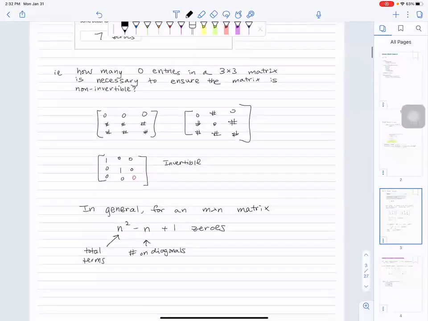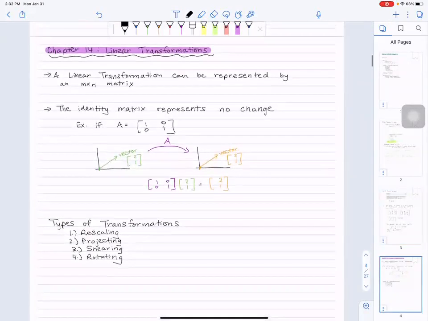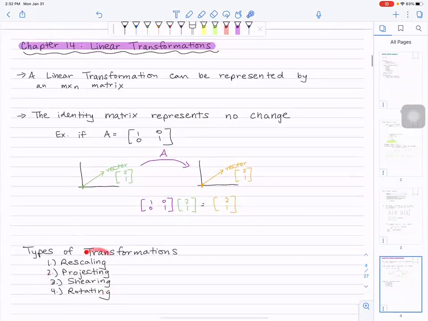Okay, let's move on then. All right, so on to new stuff. Let's go over linear transformations. There's 4 main types of transformations: rescaling, projecting, shearing, and rotating. First, without even thinking about the types of transformations, you can think of a matrix as telling you some form of transformation.